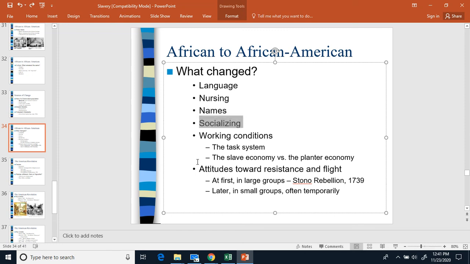Socializing obviously changed a lot as well. Socializing being just a way that people were able to socialize and such, because again, they didn't have the same language as each other. So socialization, obviously very difficult until they learn the same language. And working conditions, that's going to be number 5. So working conditions obviously change, when once again, you're going from a free society into a slave economy.